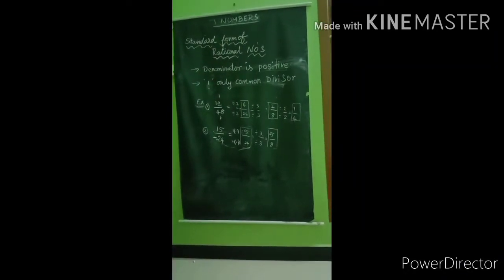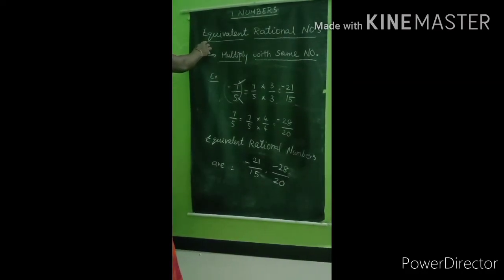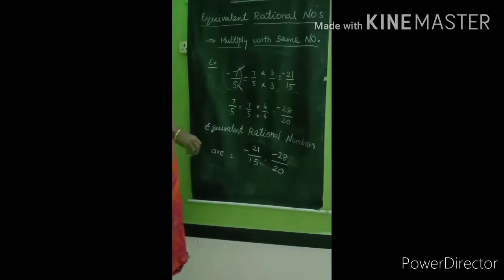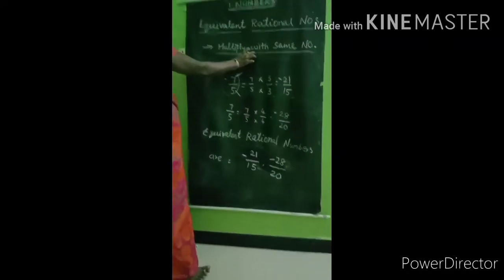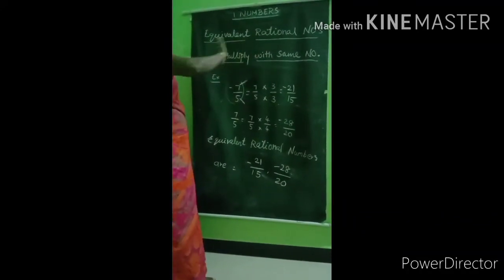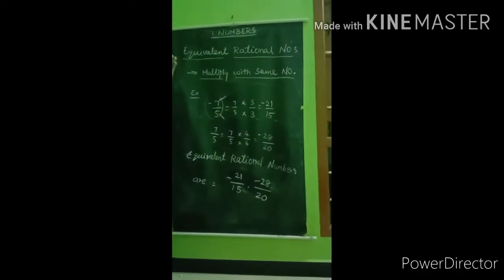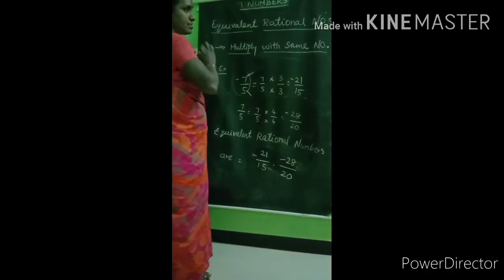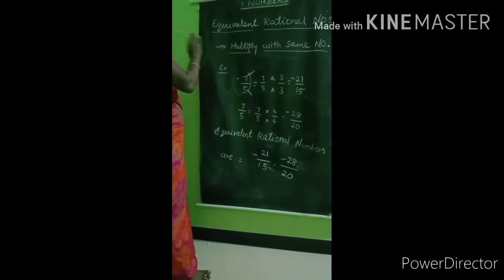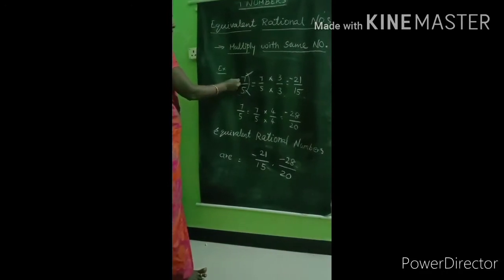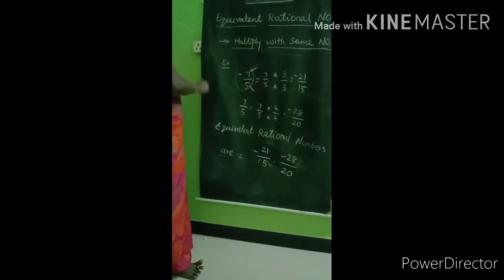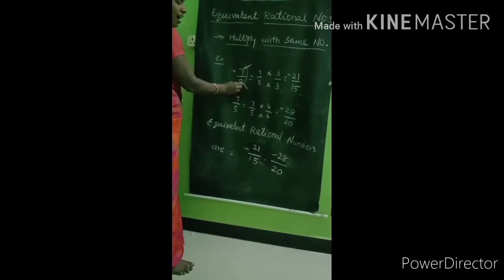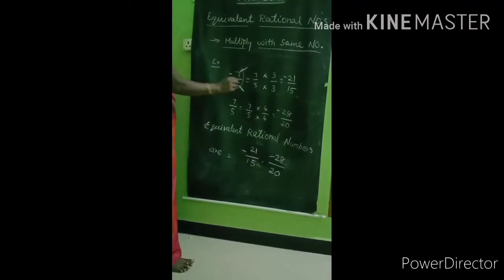That's all. Now we see how to find equivalent rational numbers. The key is to multiply by the same number or divide by the same number. In our lower classes, we found equivalent fractions. That is also the same here. Here, given one rational number, 7 by 5. Multiplying with the same number means the numerator and denominator are both multiplied by the same number.